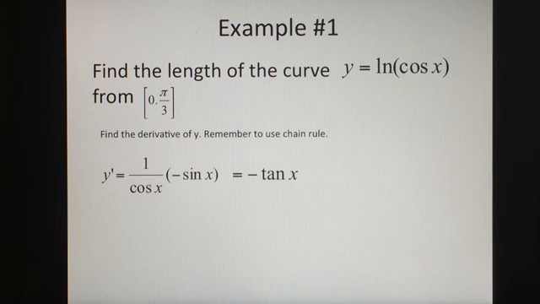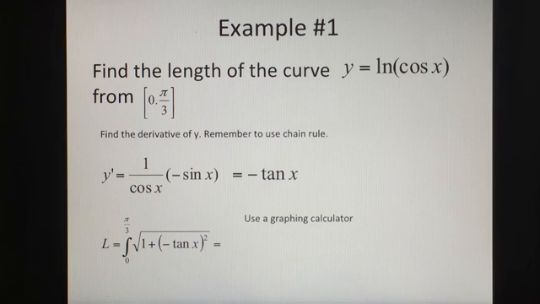Now, because we have y prime, we can use that formula. So we get the integral from 0 to pi over 3 of the square root of 1 plus negative tan x squared. Plug that into your calculator, and you get that the answer is 1.317. So the length of this curve is 1.317. Let's do another example.